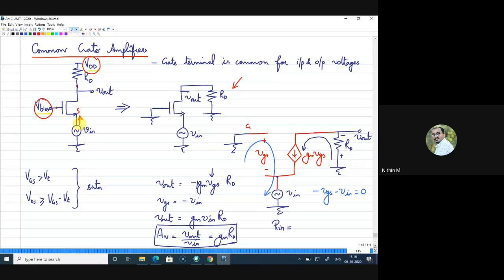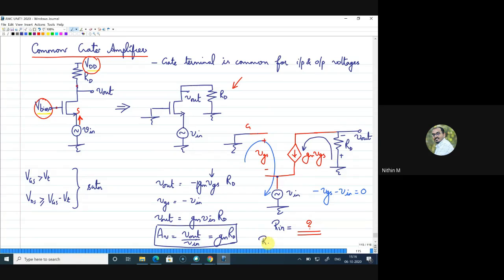Now the input terminal is the source. So that is not infinity. We have to find what the input resistance is. It is not infinity. We have to find it, right? If your input is given to the gate, then it will definitely be infinity. Now, what about R out? So Rin, we will find separately.